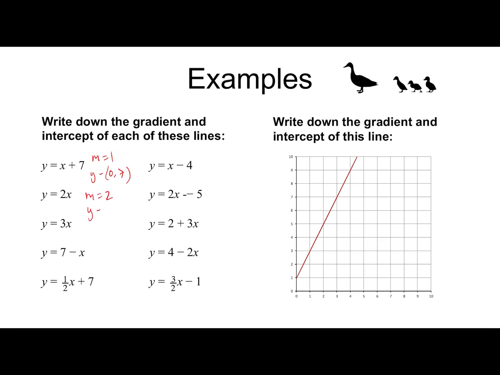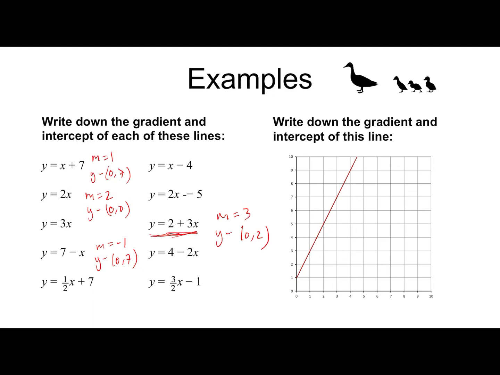Okay, here we've got a gradient of 2 and a y-intercept of (0, 0), because it's plus 0 effectively. Okay. What about this one here, 7 minus x? We've got a gradient of minus 1 and a y-intercept of (0, 7). Okay. What about this one here? The gradient is 3, the y-intercept is (0, 2).